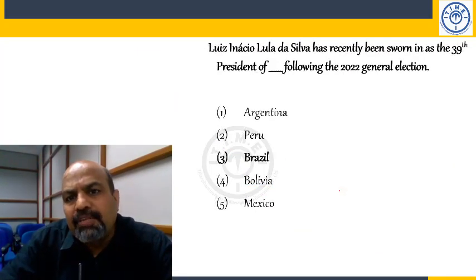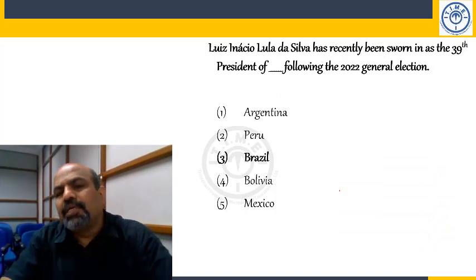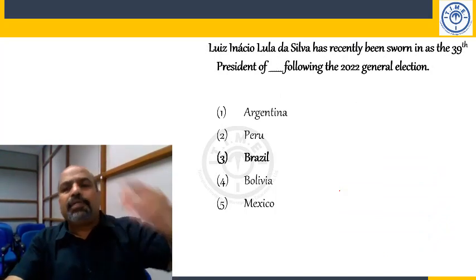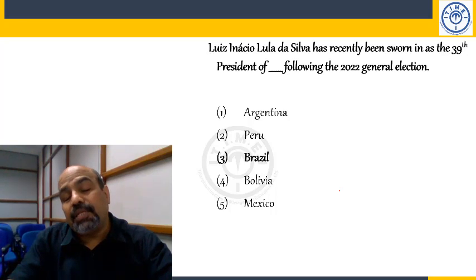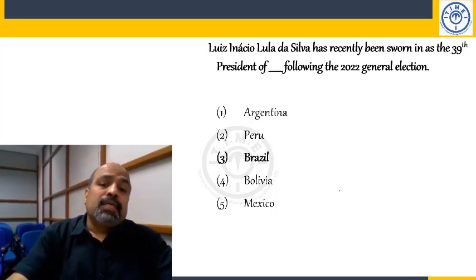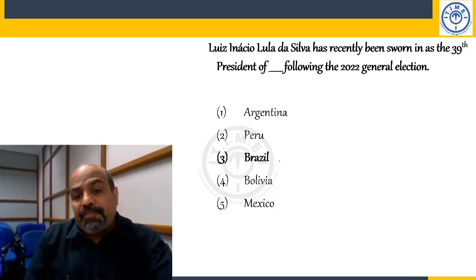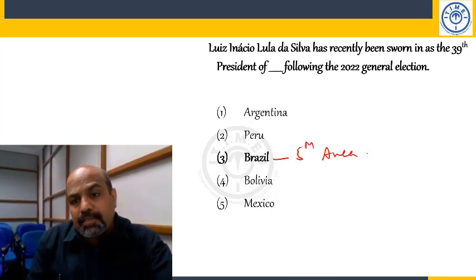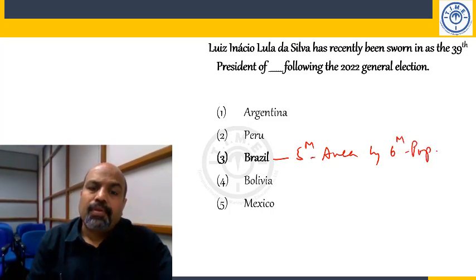Luis Inacio Lula da Silva has recently been sworn in as the 39th president of Brazil, of course. Brazil is the 5th largest by area and 6th by population. The name comes from Brasilia, which is a kind of wood.